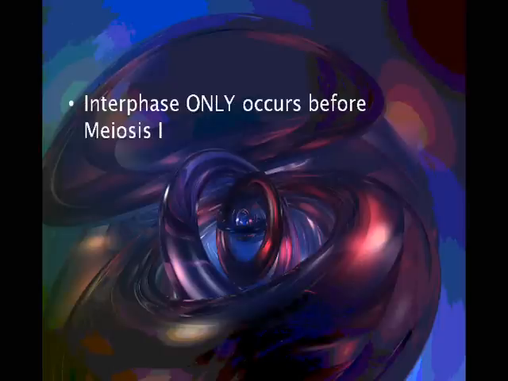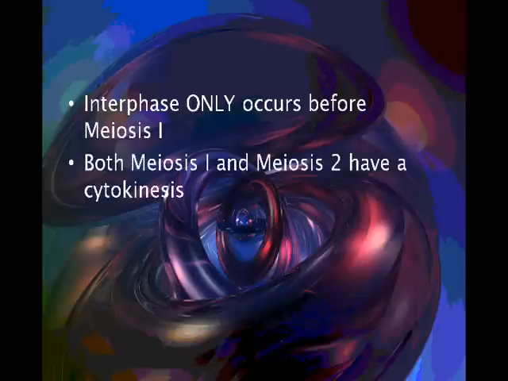Interphase only occurs before meiosis 1, so the process of G1, S, and G2 only occurs before the first round of meiosis. In between meiosis 1 and meiosis 2 is a resting period in which the cell can grow, but DNA is not duplicated a second time. Both meiosis 1 and meiosis 2 have a cytokinesis associated with them, so that once this nuclear information has divided, then the rest of the cell will also divide.